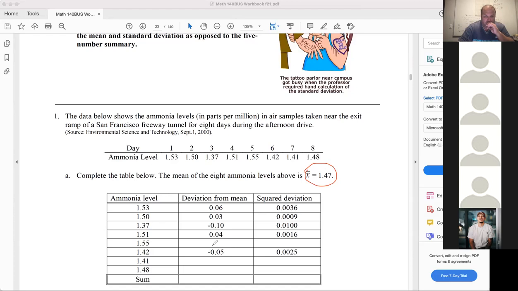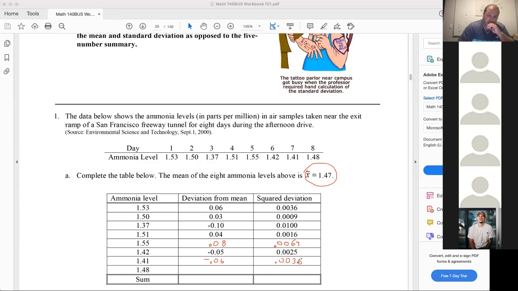0.08. So if I square that, what do I get? 0.8 squared is 64, 4 decimals, so 0.0064. So I can fill out this table and square them all and add these together. So let's do it. 1.41 to 1.47, how far? Negative 0.06. Negative 0.06, 6 squared is 36, 4 decimals, so 0.0036.